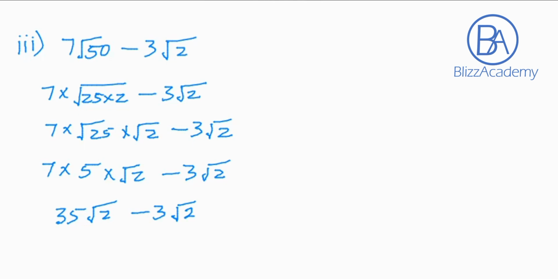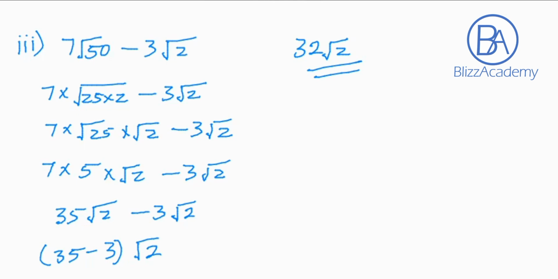As you can see, these surds have been expressed as like surds, so we can go ahead and subtract them. This will give us 35 minus 3, in brackets, root 2. And we know that 35 minus 3 is 32. So this will give us 32 root 2. This is our final answer.